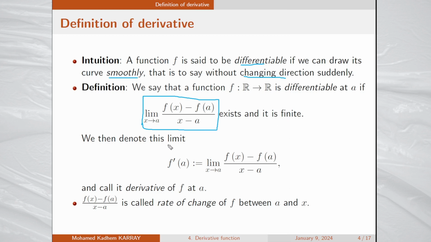We then denote this limit f prime of a. So f prime of a is by definition the limit of the ratio given in this box. And we call f prime of a the derivative of f at point a. We shall name or denote this ratio the rate of change of f between the point a and the point x. Okay, so the derivative is the limit of the rate of change of f when x tends to a.